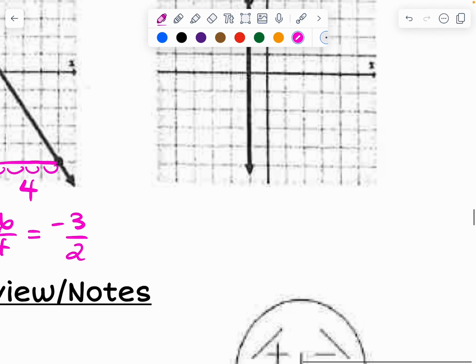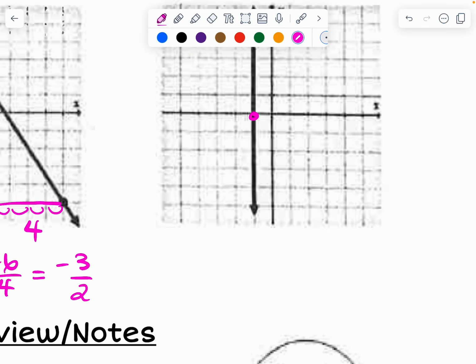Okay. If I pick 2 points, pick here and here. How far up did I go? I went up 1. I went across 0, so this is undefined. If I was to ski on that slope, I would die.